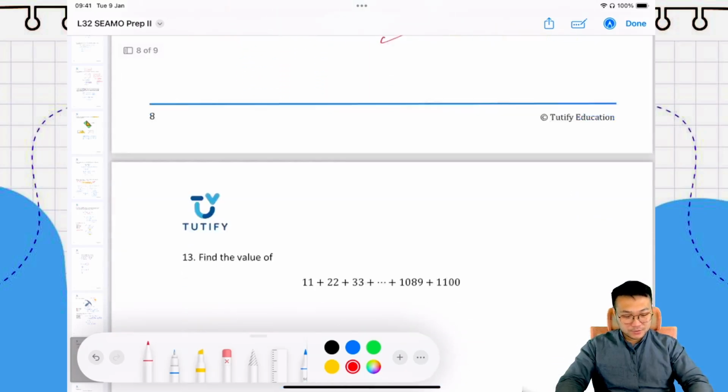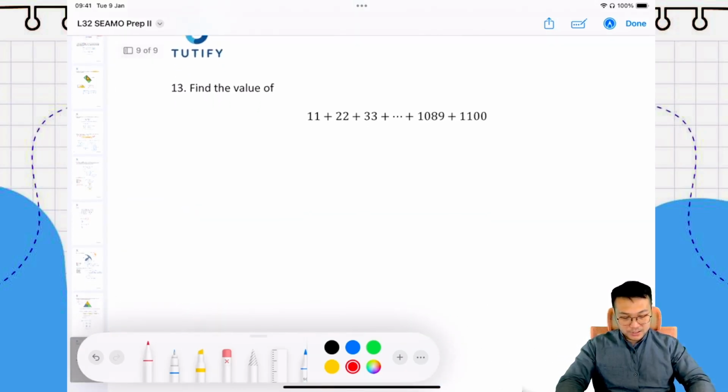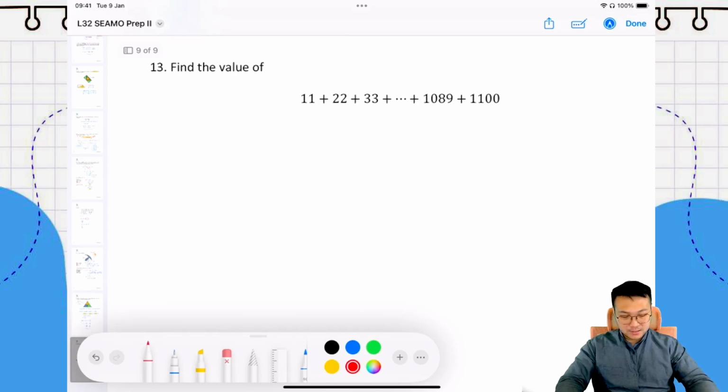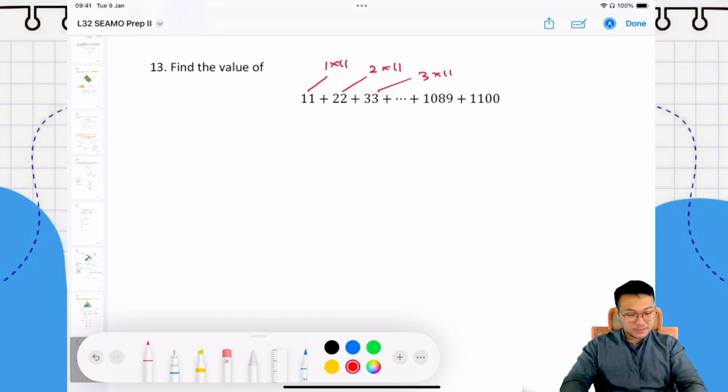Alright, now let's take a look at question 3. Students, do you notice that every number here is a multiple of 11? Come, I give you 1 minute, you should be able to solve it. Your time starts now. Okay, Max, can you tell me 11 equals 1 times 11? What about 22? 2 times 11. 33. 3 times 11.